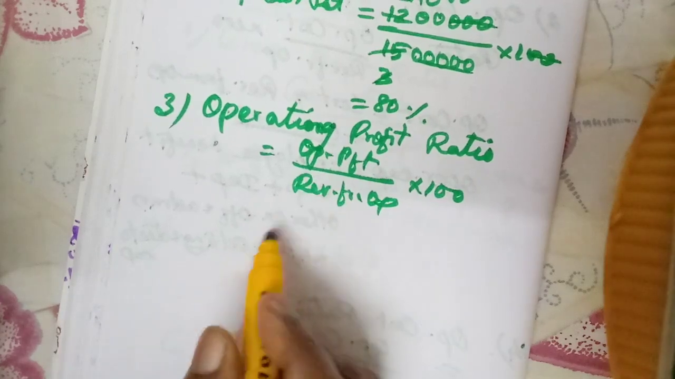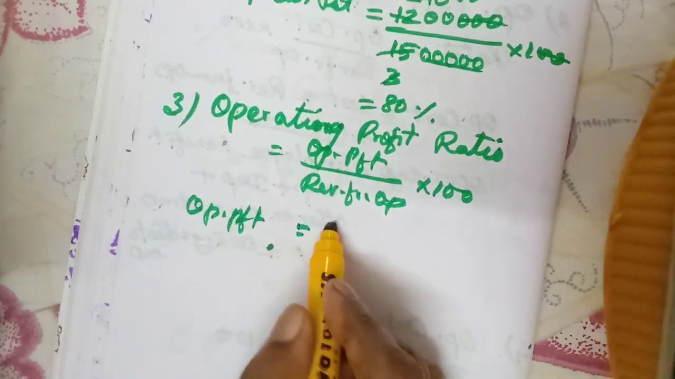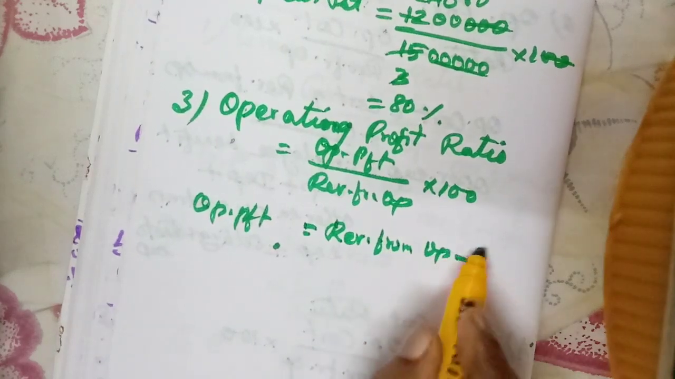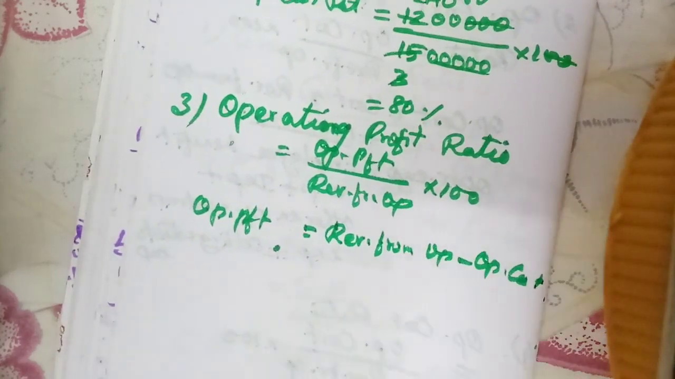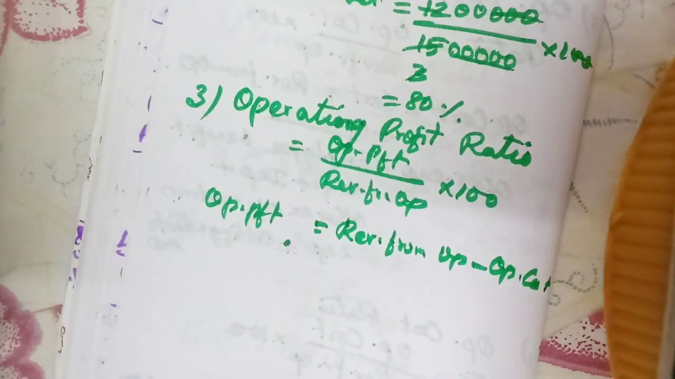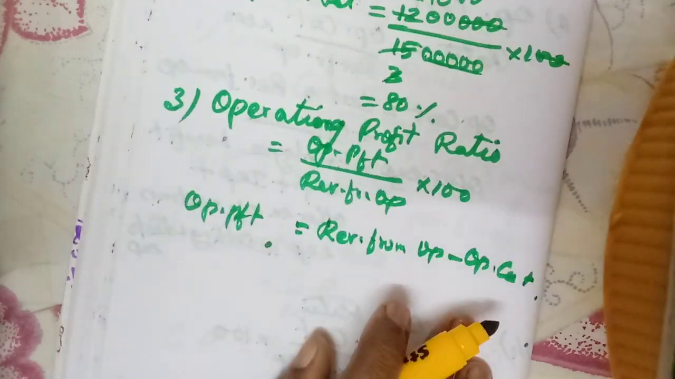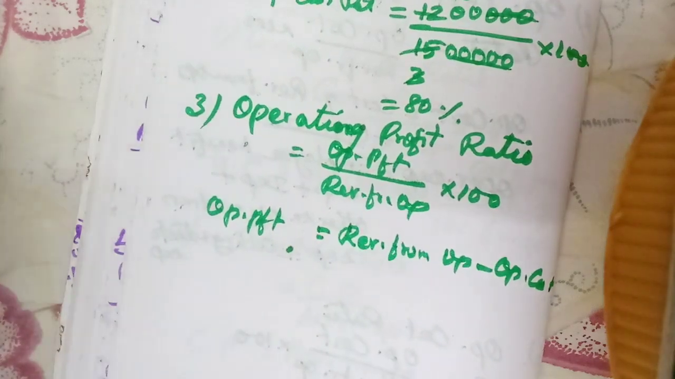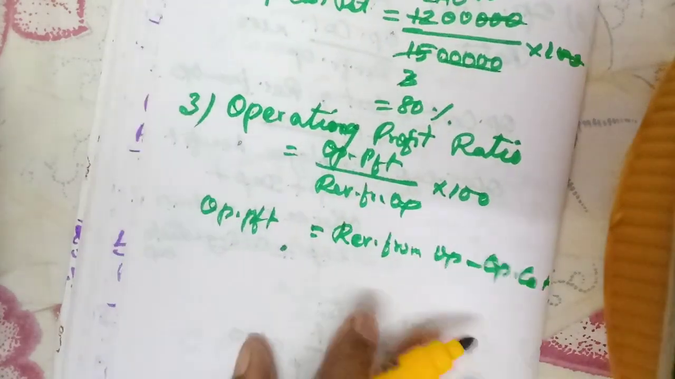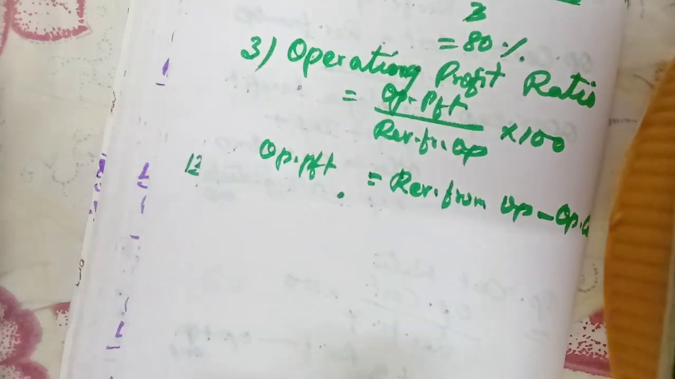Here we have to calculate the operating profit, isn't it? Operating profit is equal to revenue from operation minus operating cost. We know operating cost is cost of revenue from operation plus operating expenses. So now we will calculate the operating profit. If they have given the operating profit, we can directly calculate. Okay, so we will do the next exercise 15.